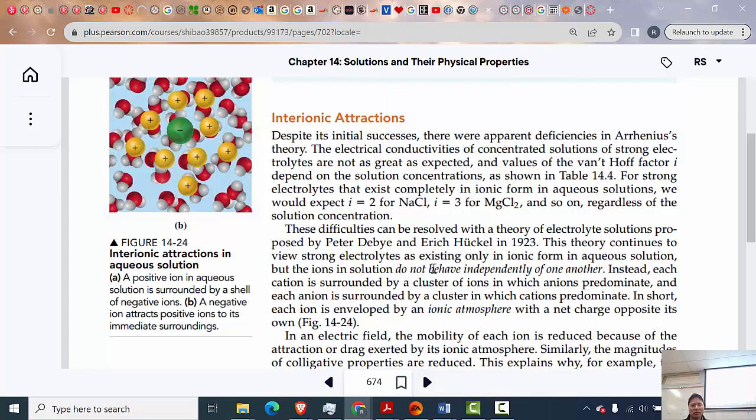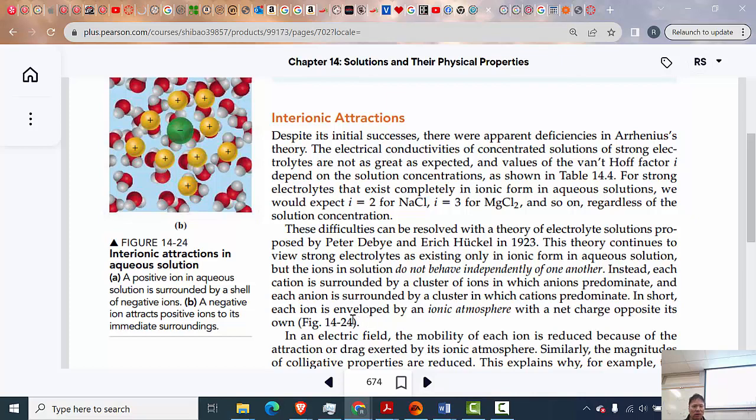So the ions in solution do not behave independently of one another. Normally when we think about ions in solution, they're just moving independently. Instead, each cation is surrounded by a cluster of ions in which anions predominate, and each anion is surrounded by a cluster in which cations predominate. In short, each ion is enveloped by an ionic atmosphere with a net charge opposite its own.